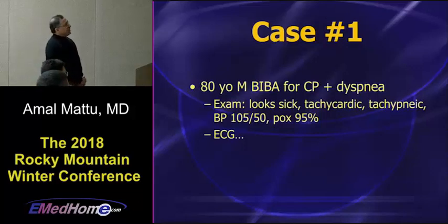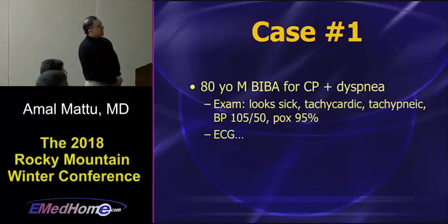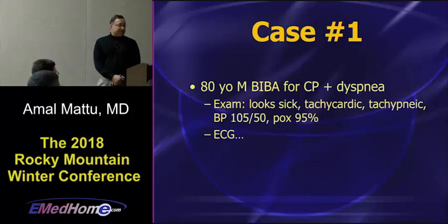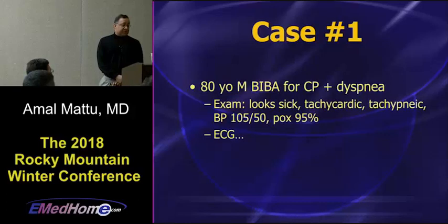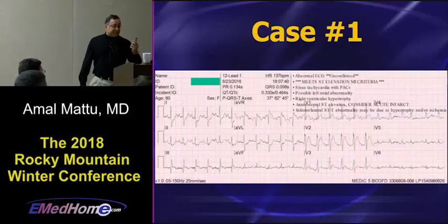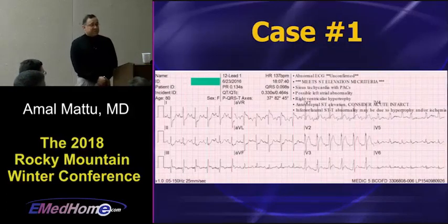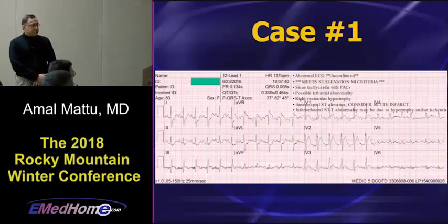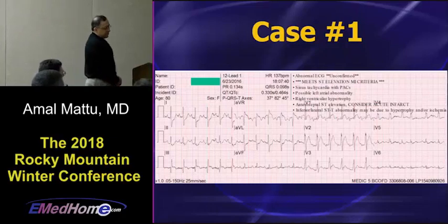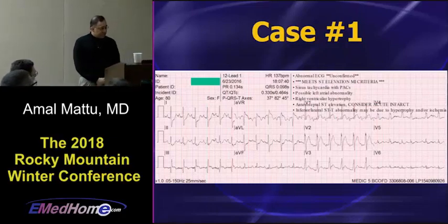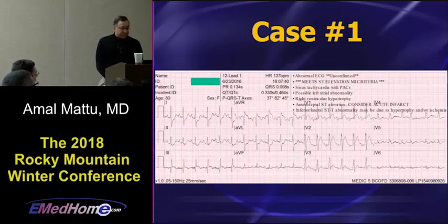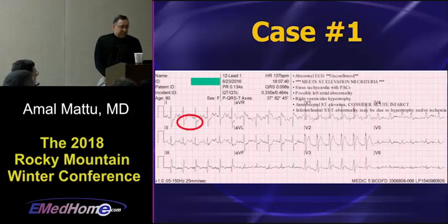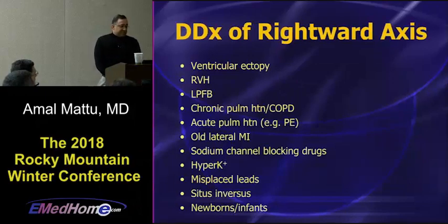It's an 80-year-old brought in by ambulance for chest pain and shortness of breath. On exam, he looks pretty sick. He's tachycardic and tachypneic. Blood pressure is 105/50, which is probably a little bit low for this patient. Pulse ox is 95%, and here's your 12-lead ECG. This was the ECG that the paramedics sent on over. There's some nice ST elevation in V1, V2, maybe V3, a little bit of elevation in lead 3 as well. And you'll notice the axis up there. And we'll come back to this in just a moment.